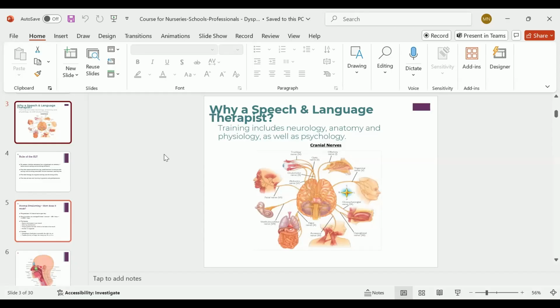But I always think it's a good one to start with, this slide that says, why a speech and language therapist? Because people sometimes raise an eyebrow when I say I'm coming to assess their child's eating and drinking. It's basically because, as a speech therapist, part of our training includes the neurology, anatomy, and physiology.